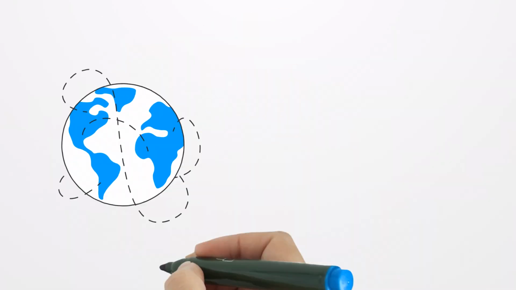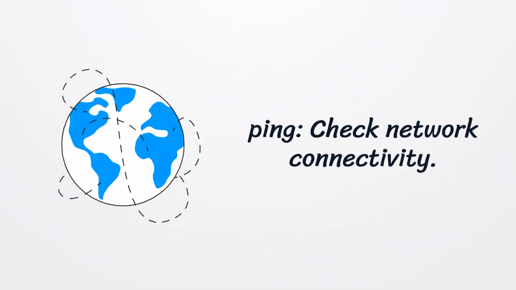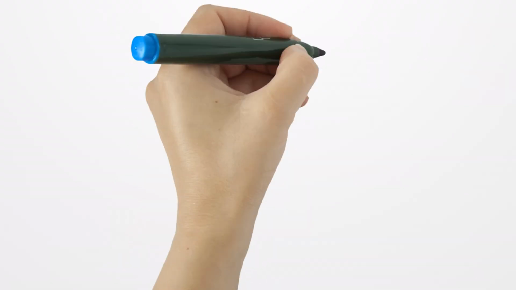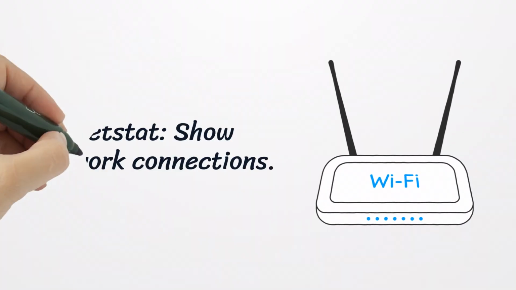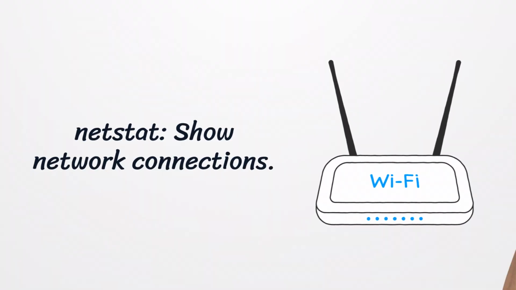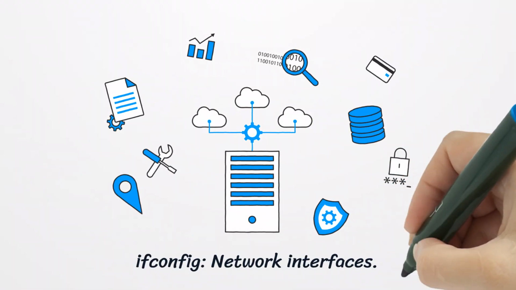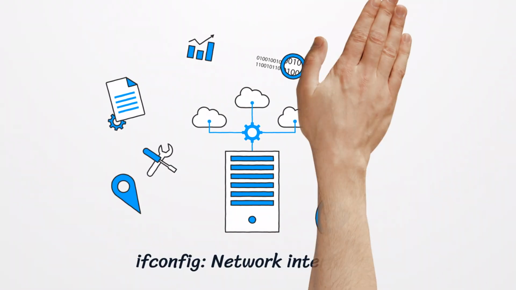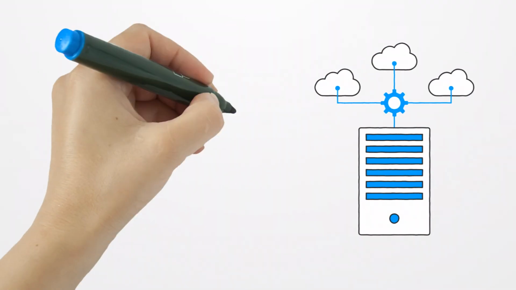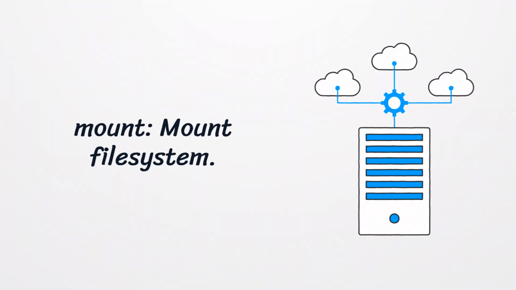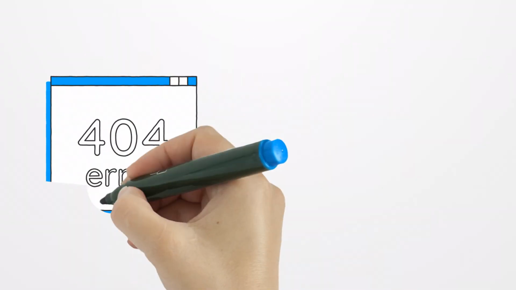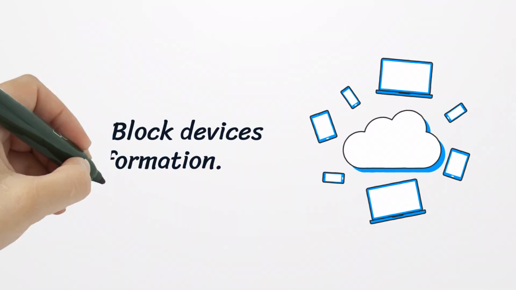Check network connectivity. Show network connections. Display network interface configurations. Mount a file system. Unmount a file system. Display information about block devices.